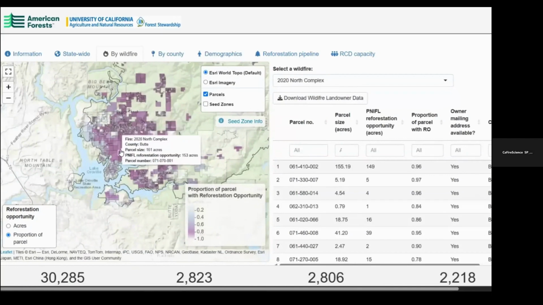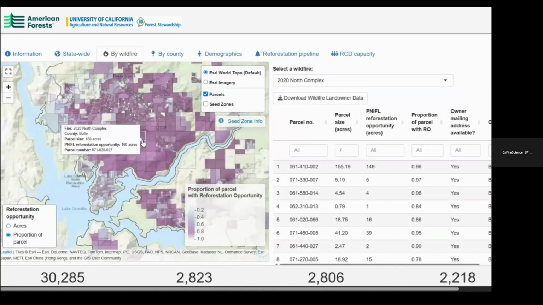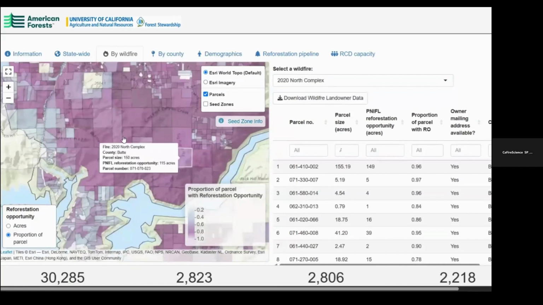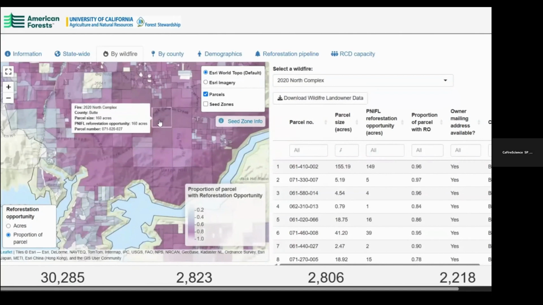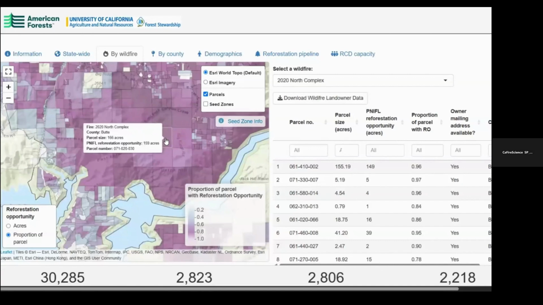So yeah, going forward now, I could continue to look at this. Of course, I'd have to look at where we've already treated, but I'd just look at that proportion of reforestation need. And of course, it's also a little different down here in the foothills because you're not going to be planting conifers, but it's still showing me that these parcels burned at high severity and are in need of some sort of post-fire restoration.